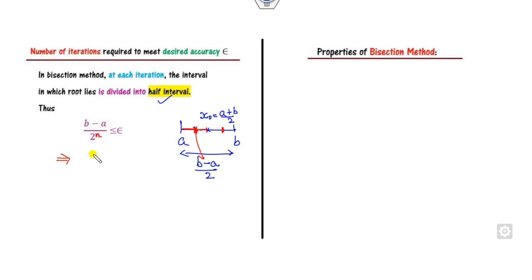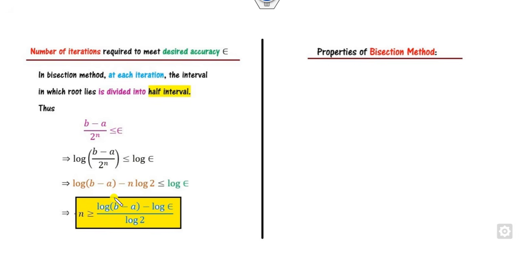Can you find the value of n from here? Yes, you can easily find that, which is written here. You can take the logarithm to the base 2 on both sides. This is the value of n which you can find from here. If you know the value of a, the value of b, and the desired accuracy, then you can find the value of n. That means you need at least this many iterations in order to get this accuracy.